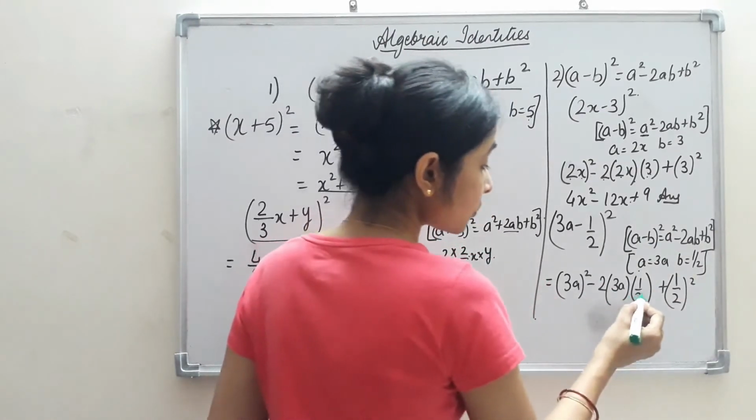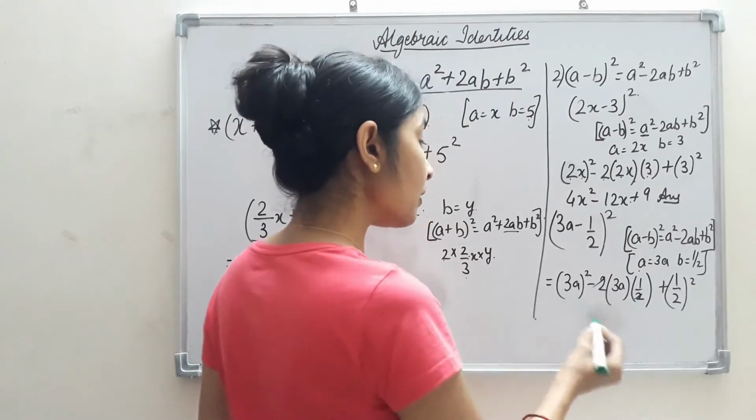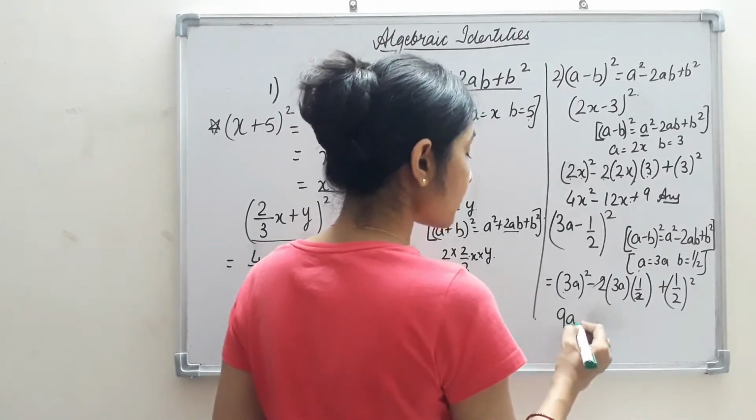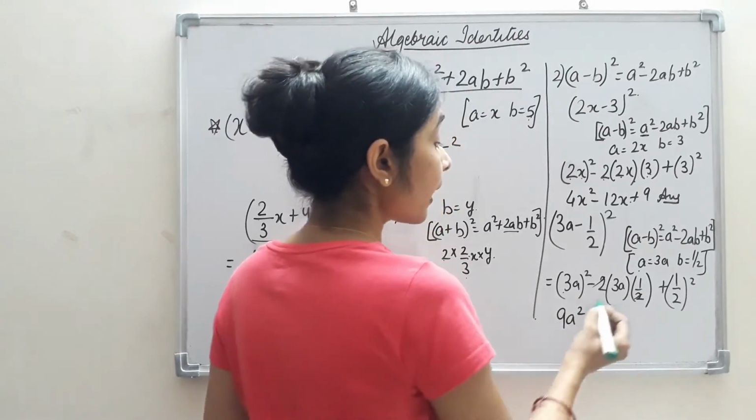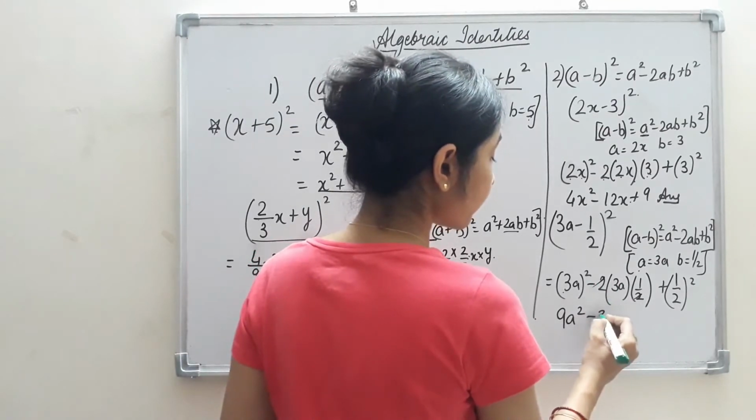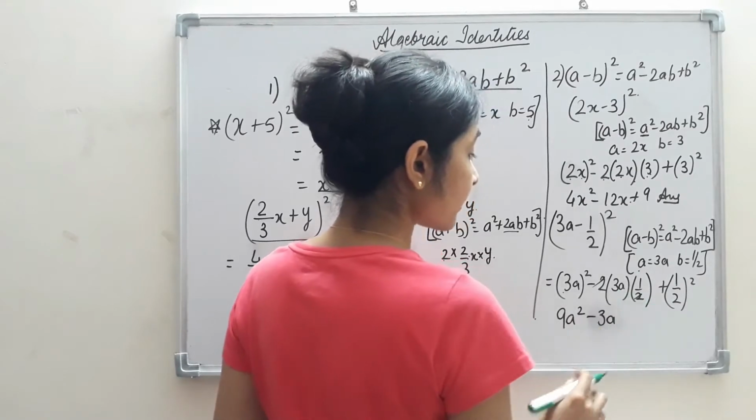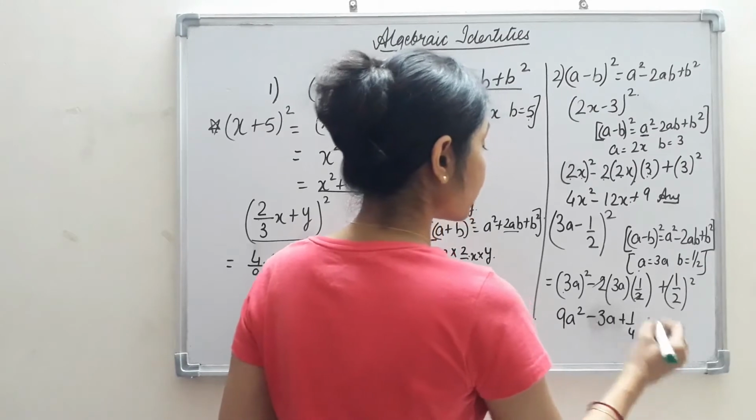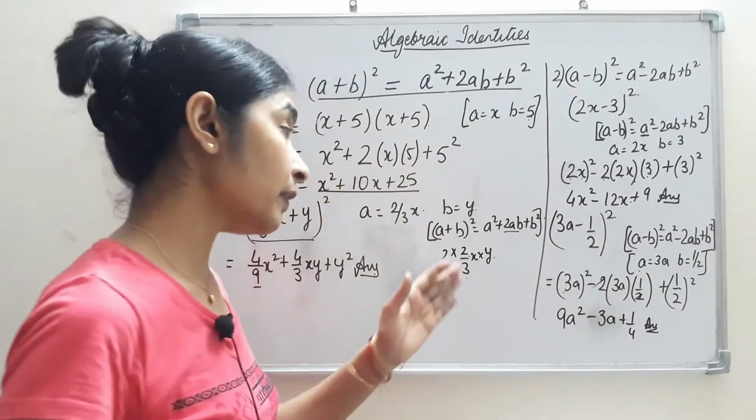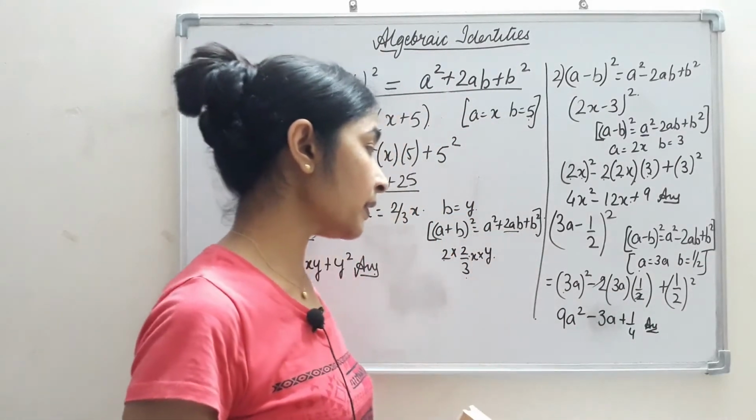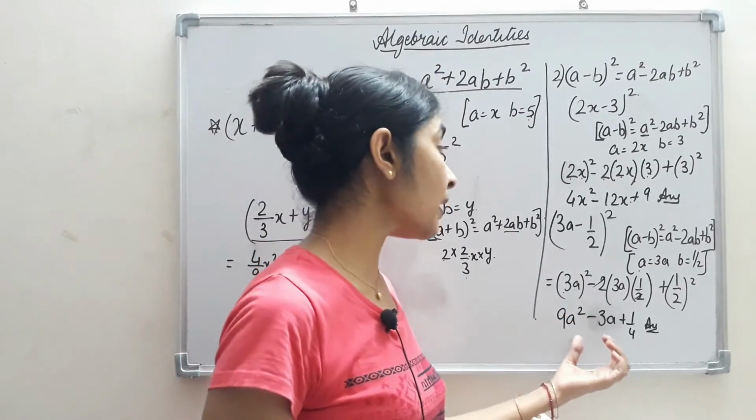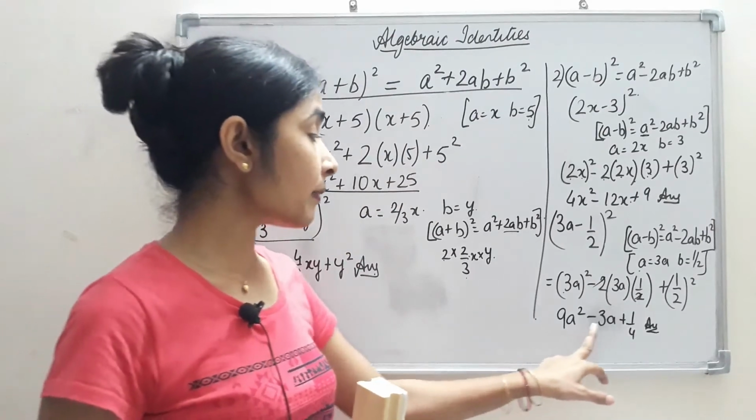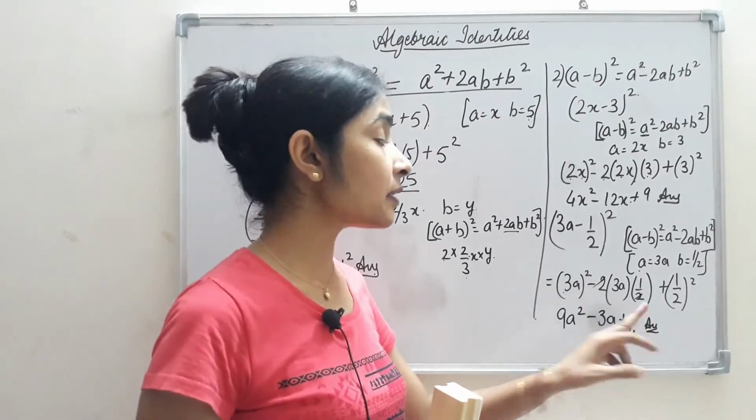Okay, now this 2 and this 2 cancel. So here we have got only 3a. Here the square of 3a is 9a square, and minus 3a, because this 2 and 2 have cancelled, plus 1 upon 4. That is our final answer. So when we do the square of 3a minus 1 upon 2, what do we get? 9a square minus 3a plus 1 upon 4. A square minus 2ab plus b square.